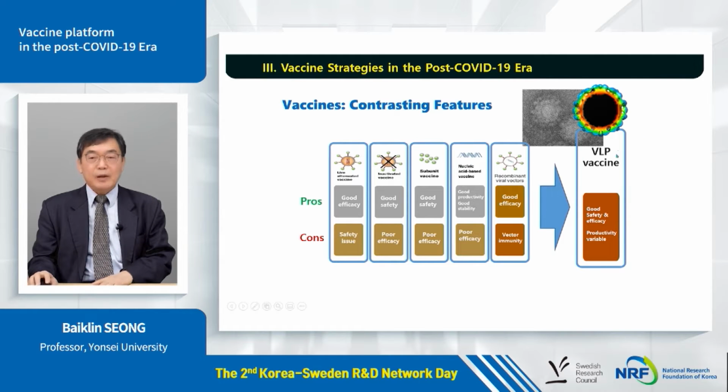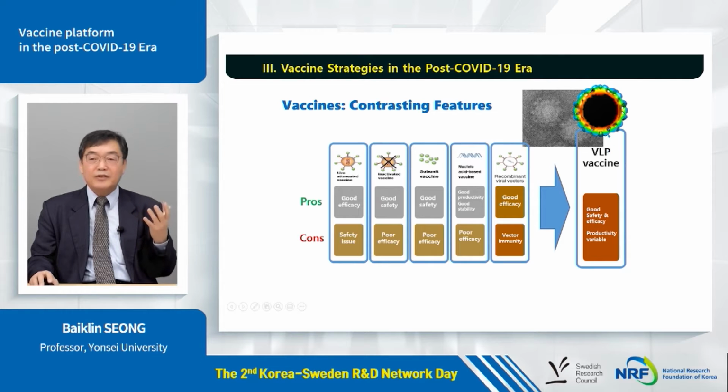Let me address the VLP vaccine. A virus-like particle is morphologically like the virus. However, it does not have a genome. Therefore, it is not infectious. Since it resembles the infectious virus, after vaccination it elicits a robust immune response and provides good protection.